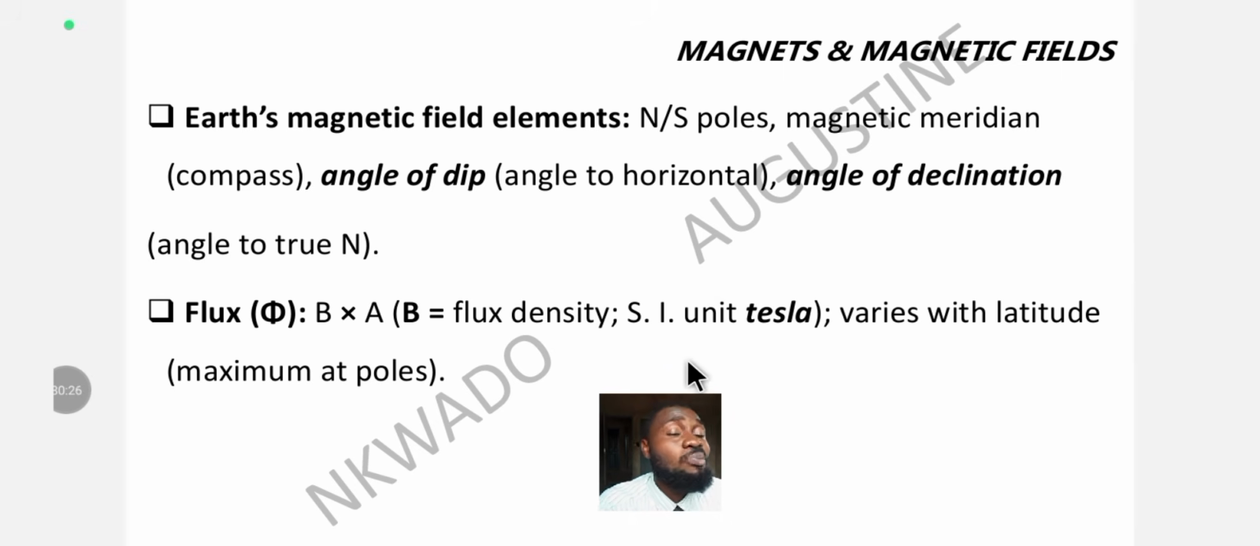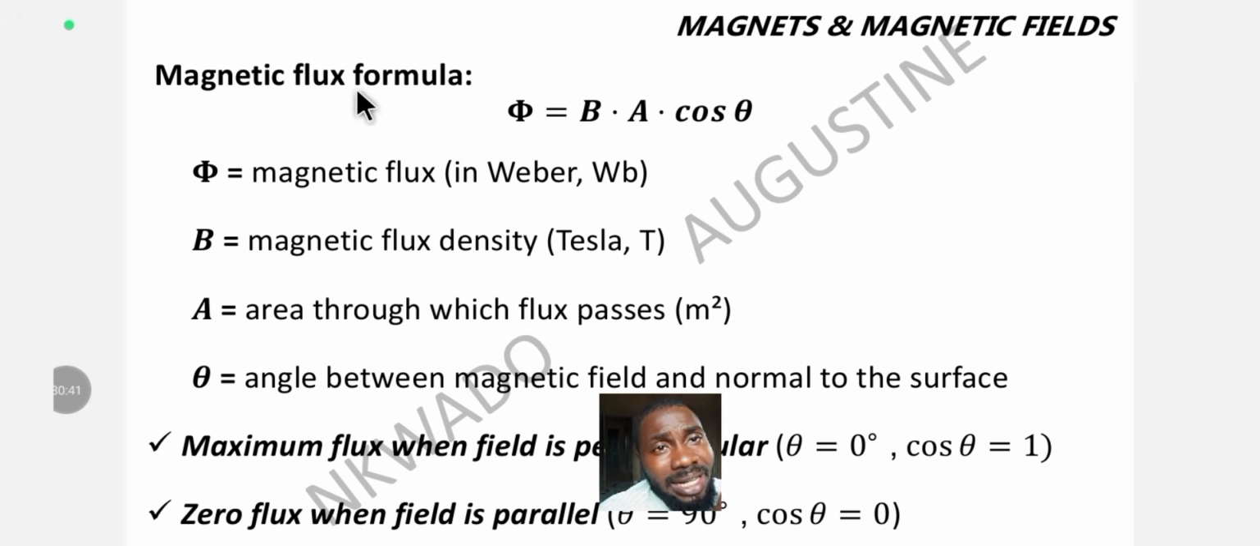While the SI unit of magnetic flux itself is Weber. So the SI unit of magnetic flux is Weber, while the SI unit of magnetic flux density is Tesla. Now let's look at the magnetic flux formula. Magnetic flux is equal to B times A times cos theta, where theta is the angle given to you, depending on the question. The magnetic flux is measured in Weber, WB.